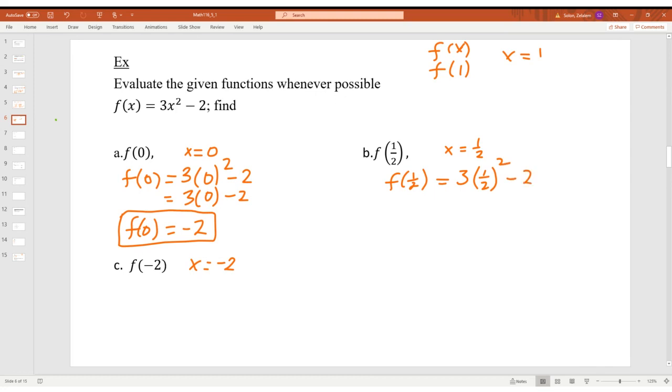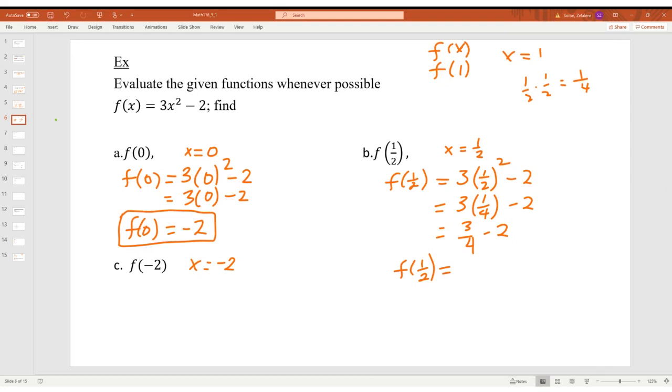1 over 2 squared is 1 over 2 times 1 over 2, which is 1 over 4. 2 times 2 is 4. So I have 3 times 1 over 4 minus 2. So 3 times 1 is 3. So this is 3 over 4 minus 2. Okay, what is this number? Anyone? Just work on this number and give me your answer on the chat. I want to see if you guys are good in working with fractions.